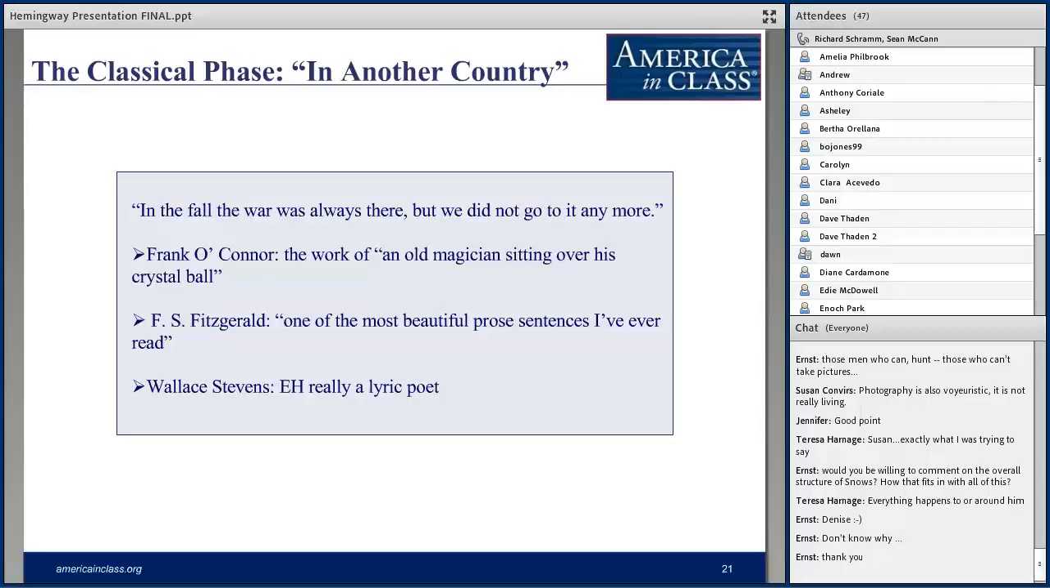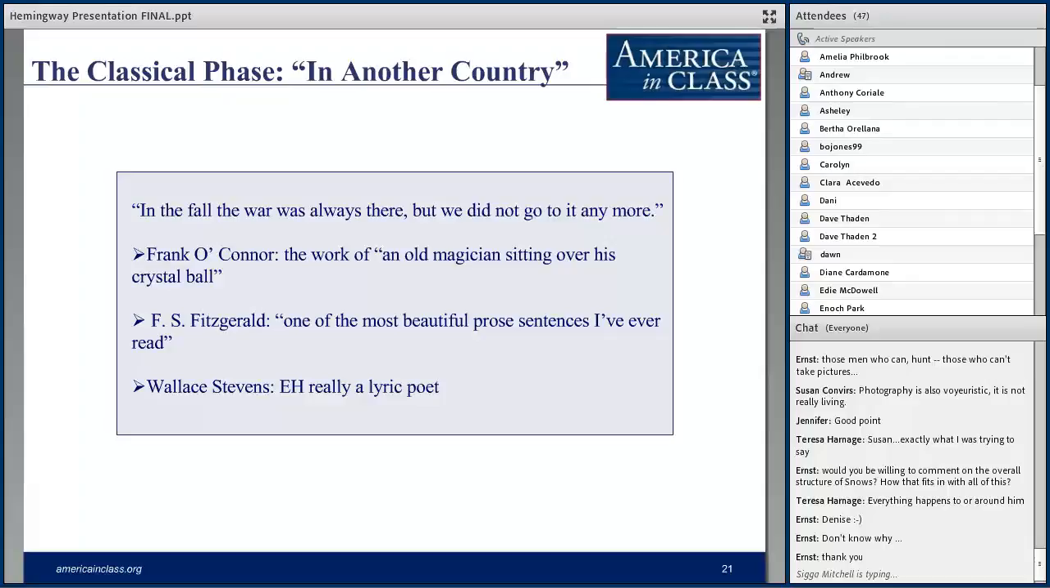Why is that so striking? What do you think? Any comments? I've always admired that sentence. I've always admired the beginning of this story. We have some folks typing in. Let's see what the responses are.